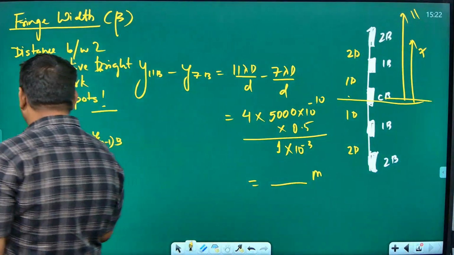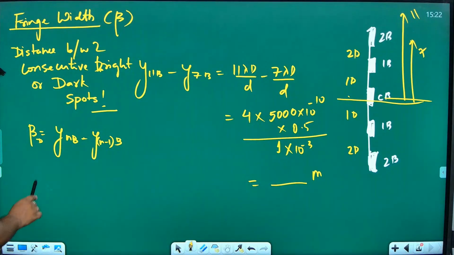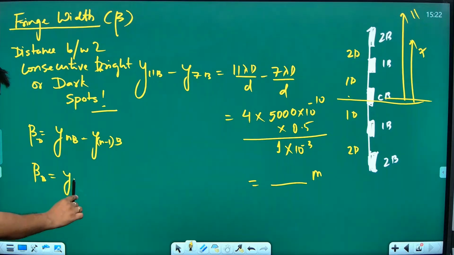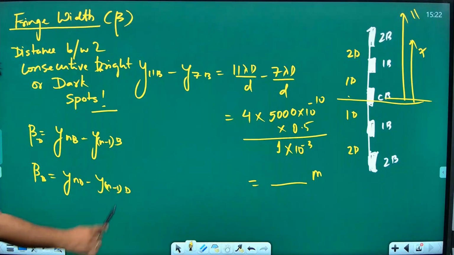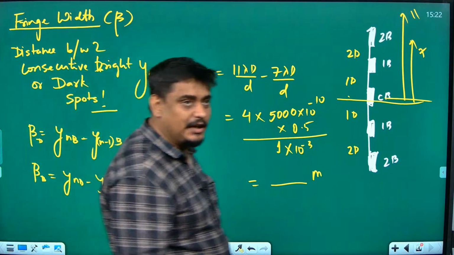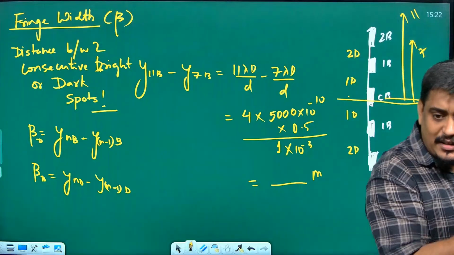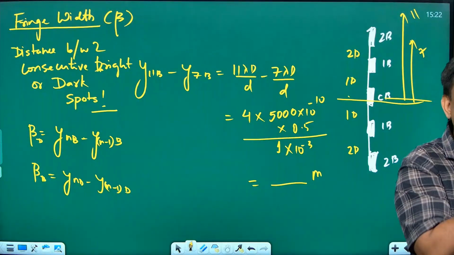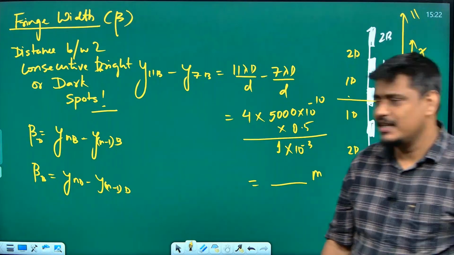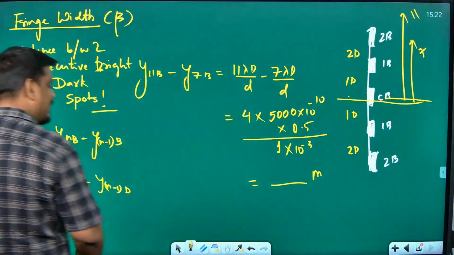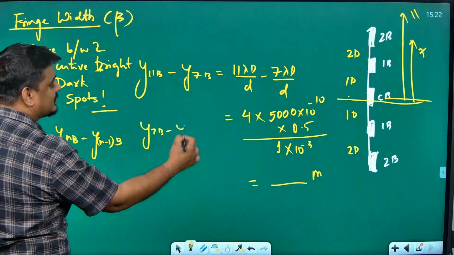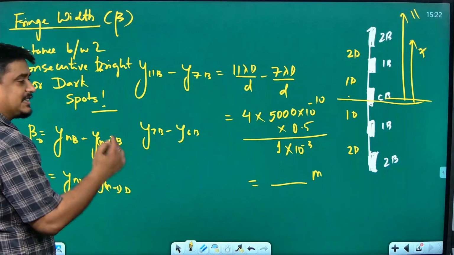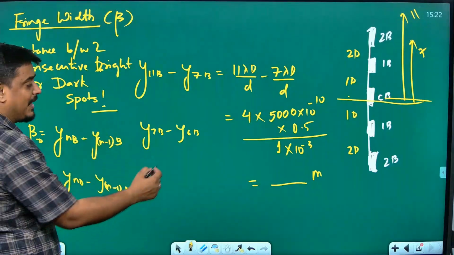Same way, if you want to find the fringe width of a bright fringe, it will be y of nth dark minus y of (n minus 1)th dark. Are you getting my point? If you subtract 2 brights, between them you have a dark. If you subtract 2 darks, between them you have a bright. But luckily, both will give the same result. Check: suppose I do y of 7th bright minus y of 6th bright. 7 lambda D by d minus 6 lambda D by d, it will be lambda D by d, isn't it?